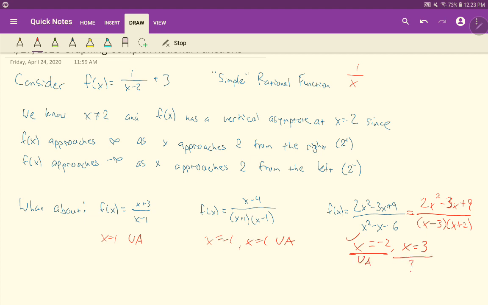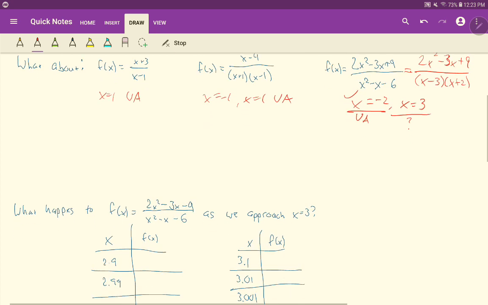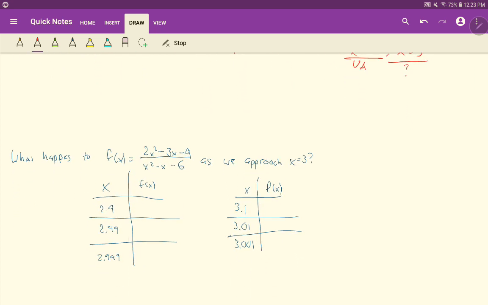But then this, what is that? Well, let's investigate what happens to this function as we approach that 3. Again, we're going to use the table on our graphing calculator. I'll approach 3 from values that are less than 3, that means from the left, and I'll approach 3 from values that are greater than 3, that means from the right. Okay, so let's fill in these tables.